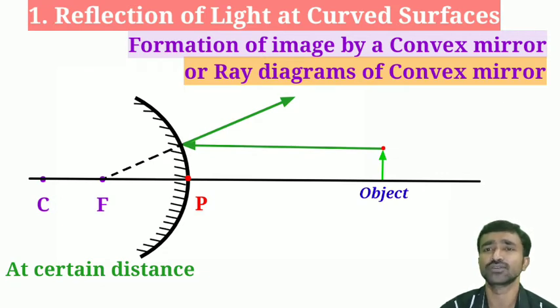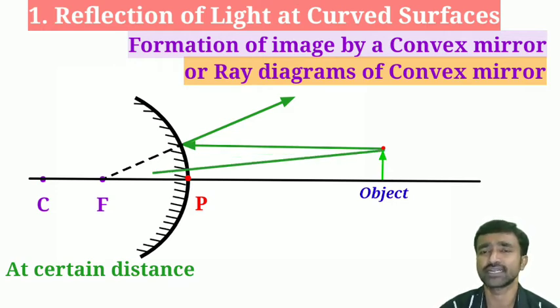Now observe. Here the image will not be characterized with one ray. From the same point you have to consider one more ray, that is R2 or R3. What is R2? It is directed towards the focus, or R3 means it is directed towards the center. Consider anything. Here I am considering a ray directed towards the focus.